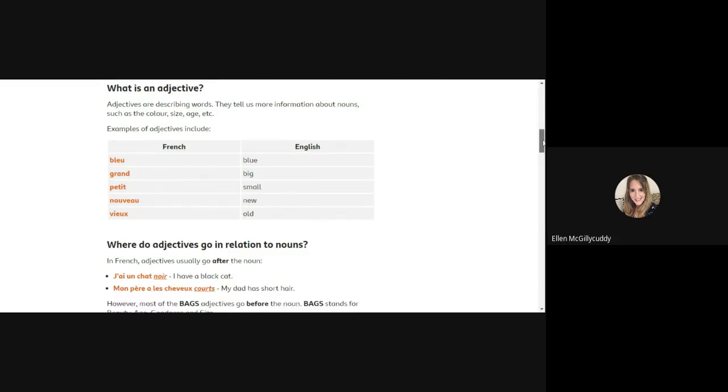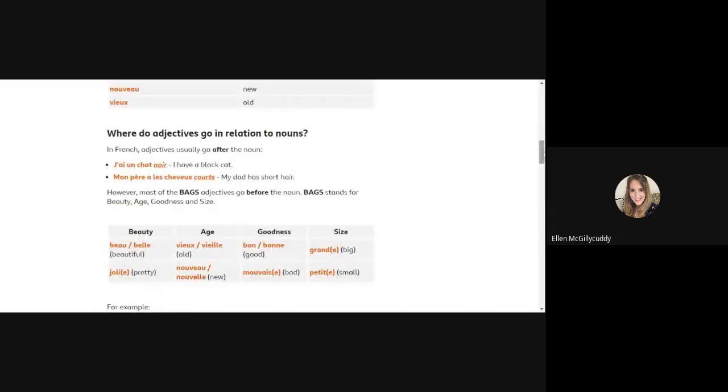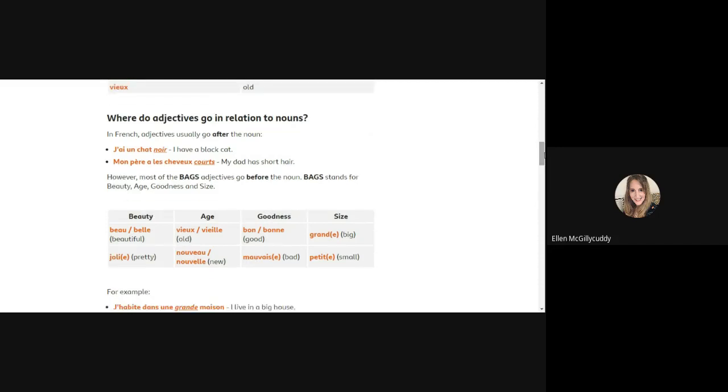So we've got words here, for example, j'ai un chat noir, I have a black cat. Or you could say, je porte un pantalon noir, I wear a black trouser. In French, they say trouser and not trousers, unless you're talking about more than one student's trousers, and they're all wearing them. You have got words that here, for example, most of the BAGS adjectives go before the noun.